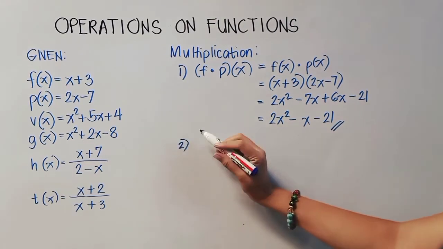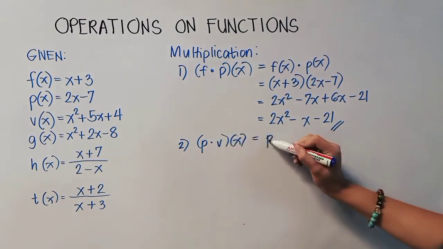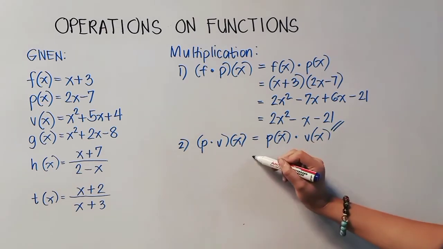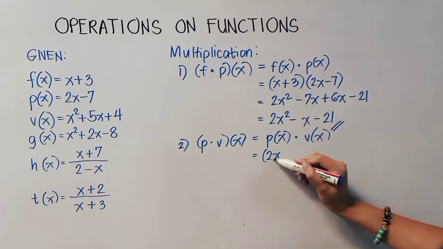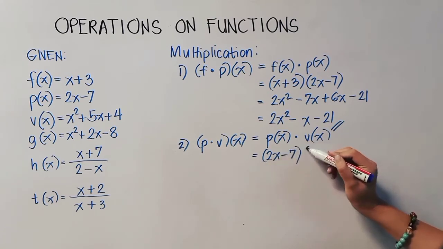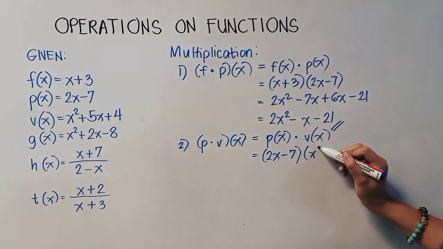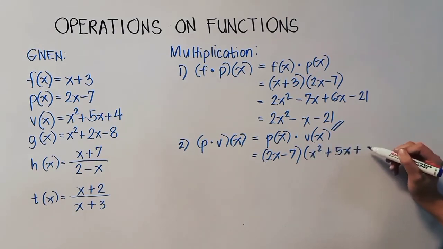Let us now proceed to number 2. So we can write this one as p of x multiplied to v of x. Now p of x is equal to 2x minus 7, and then v of x is equal to x squared plus 5x plus 4.